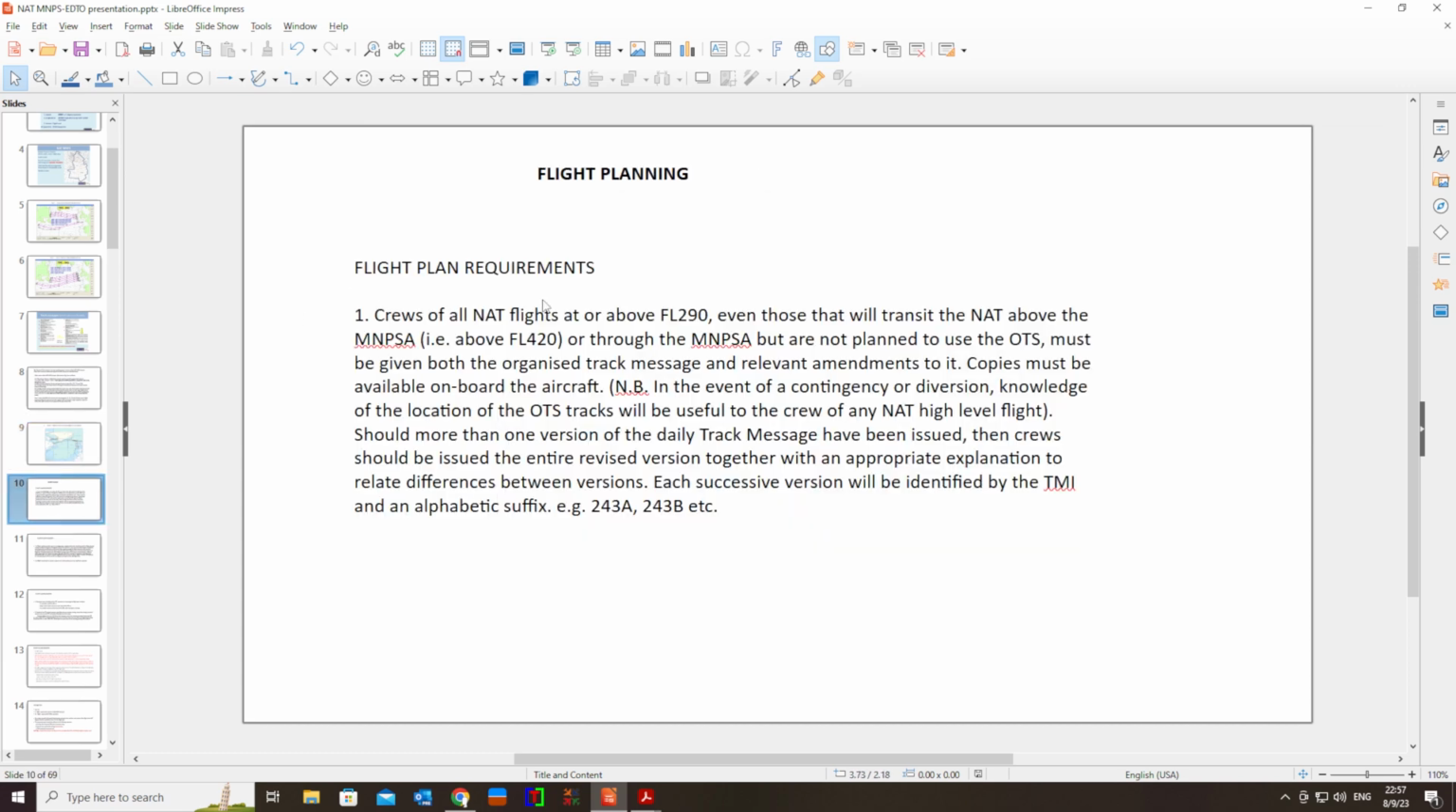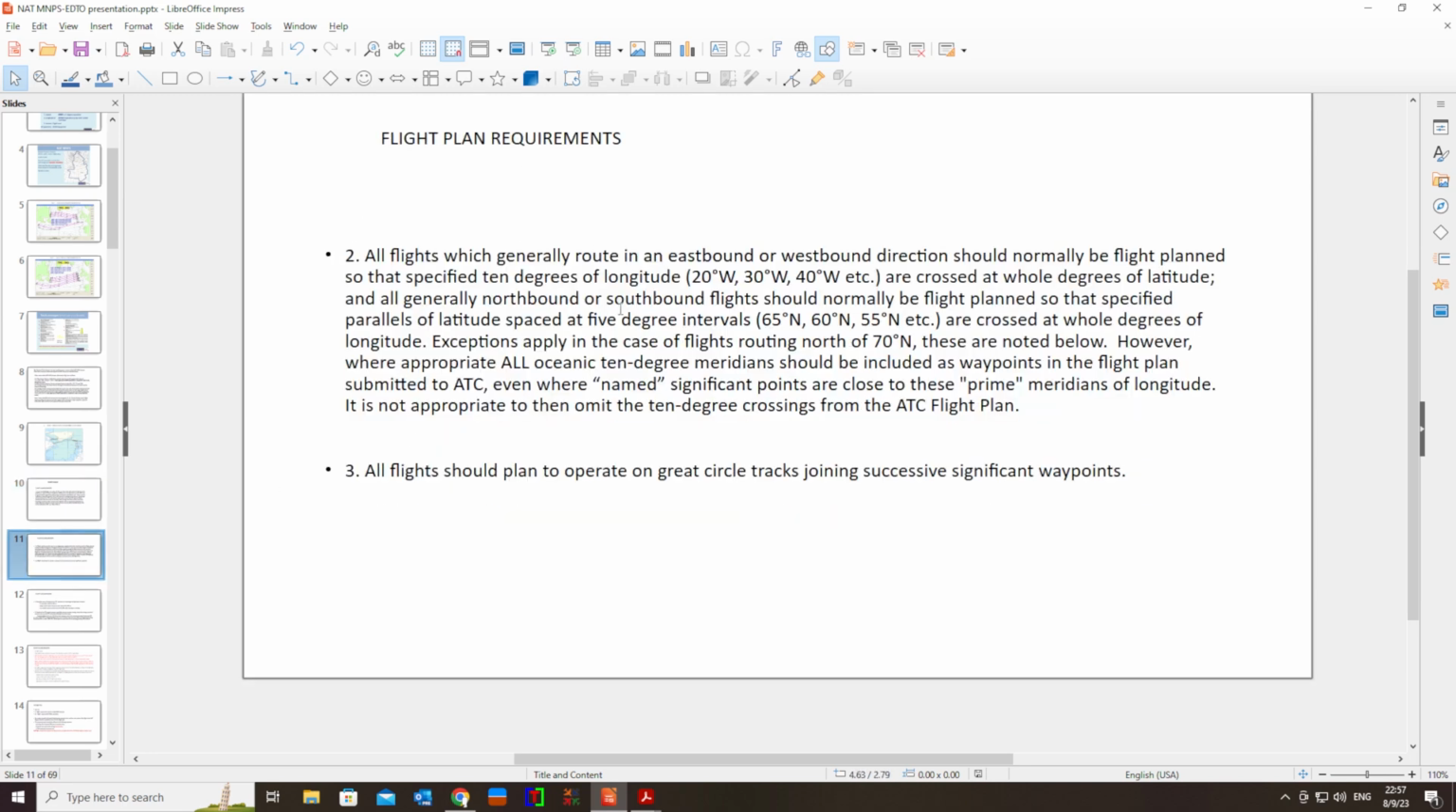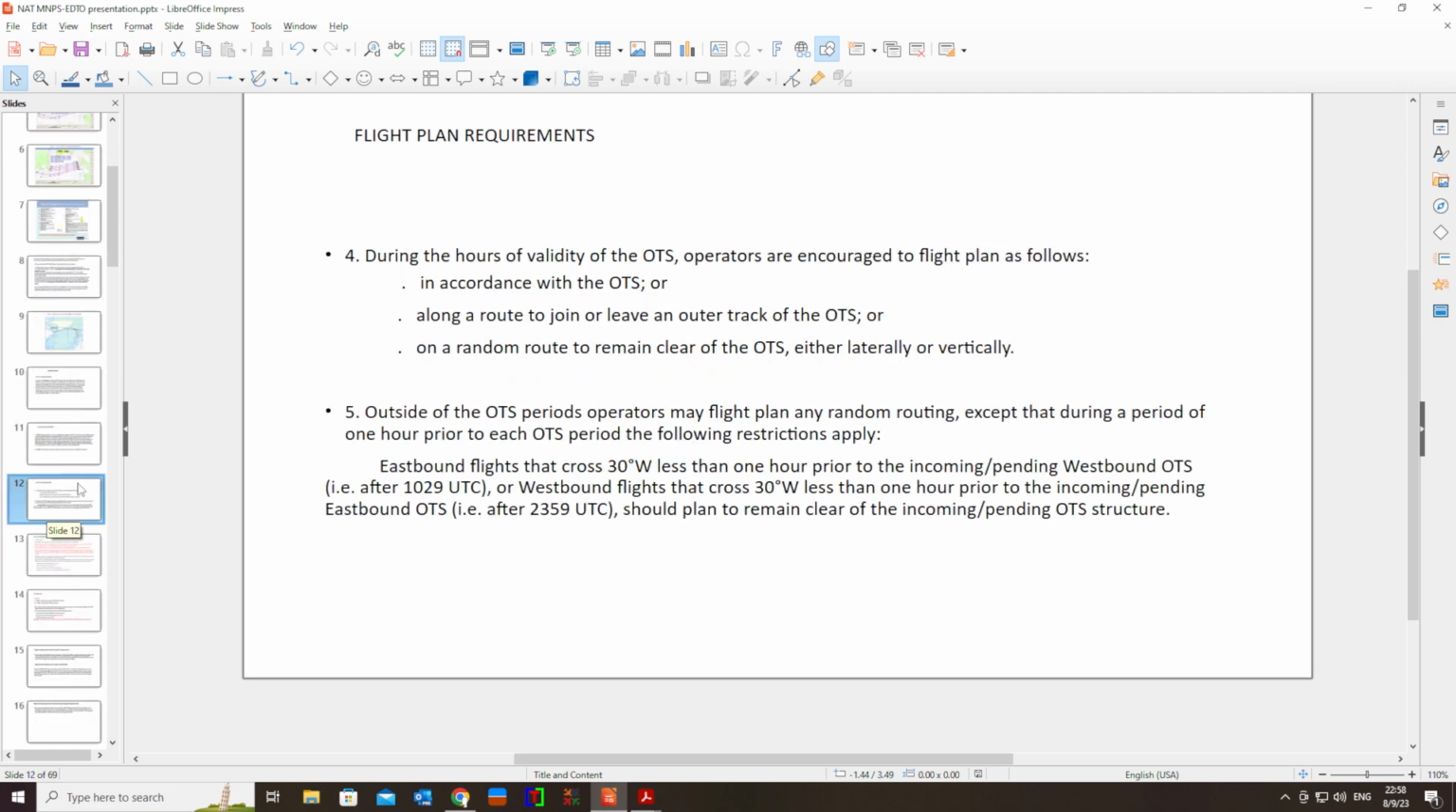Flight plan requirements, we already discussed that, and this actually is more related to using the tracks and the tracks message. Again, the same, and how we are planning to use the longitudes and the latitudes in 10 degrees of intervals and 5 over the 70 north. Again, this is a description for flight time during the hours, and for the organized tracking system, we're not gonna use that.